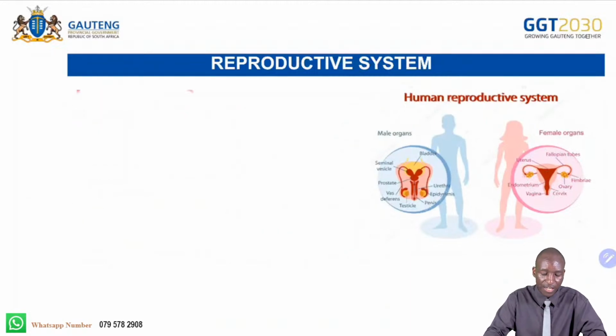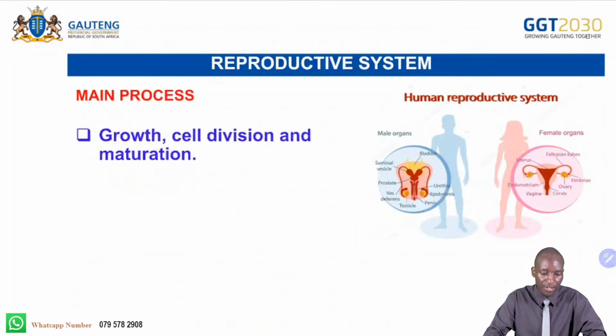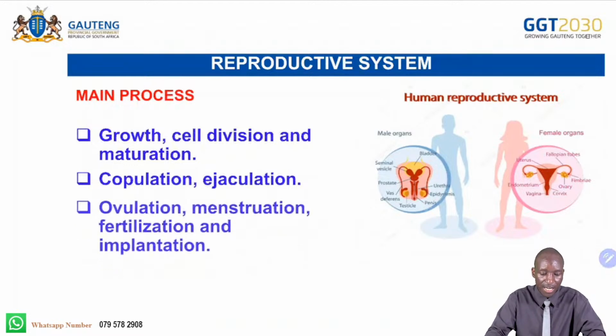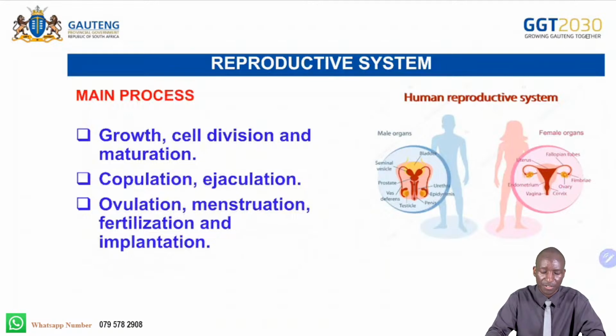Let's look at the main processes that affect them. We've got growth, cell division, and maturation. Copulation and ejaculation. Those are the main processes, as well as ovulation, menstruation, fertilization, and implantation.